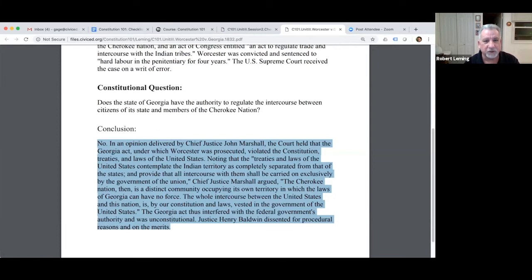He sees Native Americans as citizens of the United States since 1924, citizens of their own tribes, and citizens of the state where they reside. And his joke, sadly to say, is if somebody has that much citizenship, you'd think they'd be the most protected people on earth. But we know that's not the case.